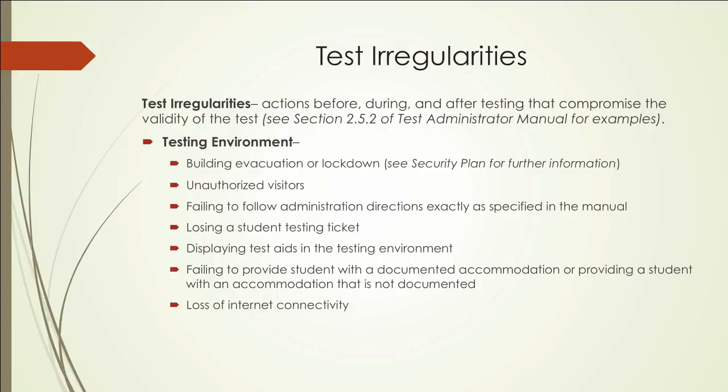Unauthorized visitors, failing to follow administration directions exactly as specified in the manual, losing a student testing ticket, displaying test aids in the testing environment, failing to provide students with a documented accommodation, or providing a student with an accommodation that is not documented. Loss of internet connectivity. This would be the loss of internet connectivity for the entire class, not just for a single student.